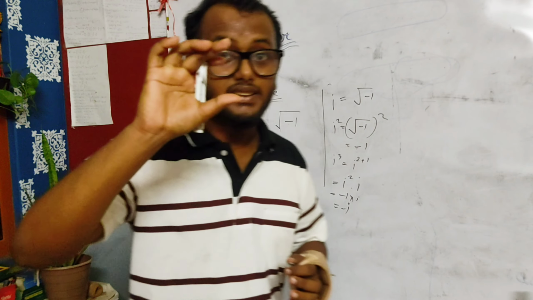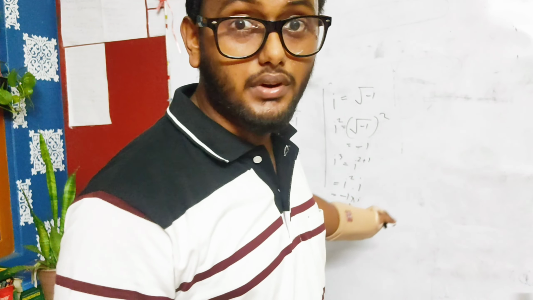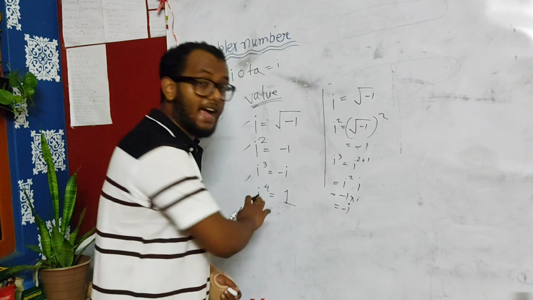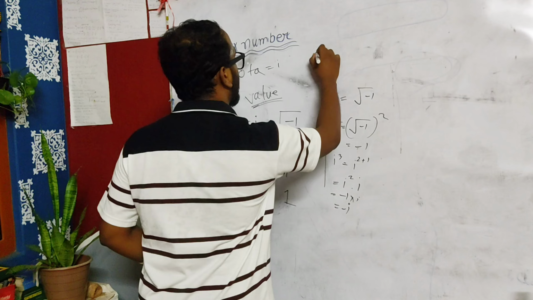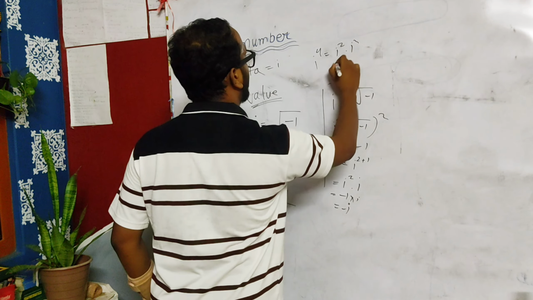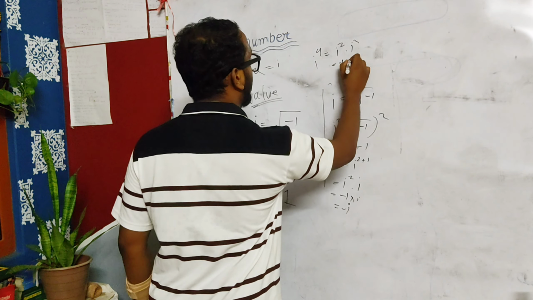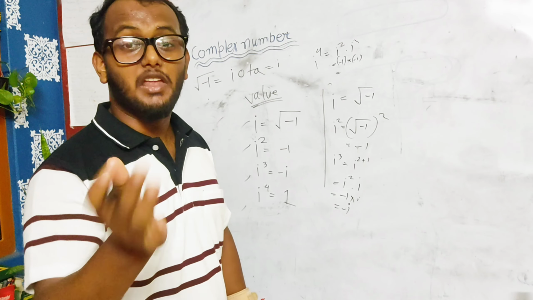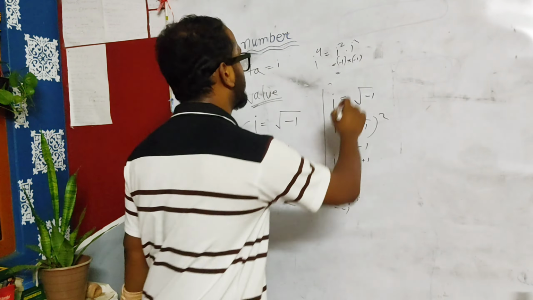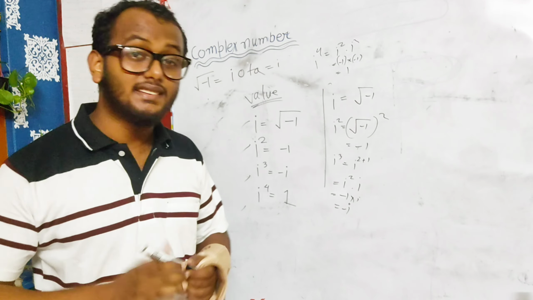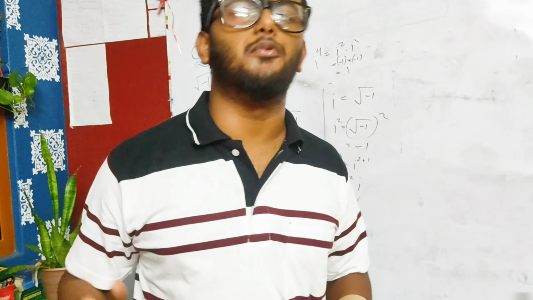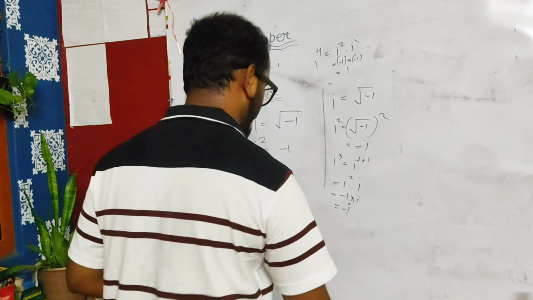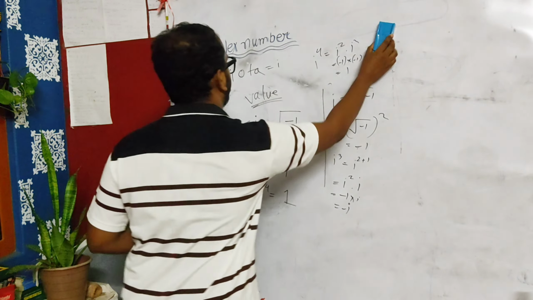If you are facing a problem, you can zoom the screen. Now, what if i to the power 4? It is i square into i square. What is i square? Minus 1. Minus 1 into minus 1 is 1, because minus into minus is positive. So in this way you can easily solve the first exercise of complex numbers from any book. Wait, let me show you some special types of problems.